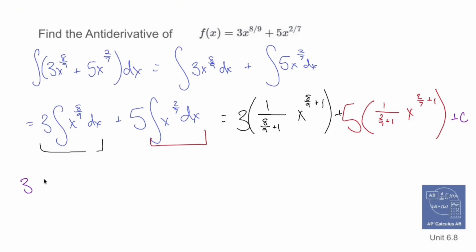3 is still 3. Okay. 8 ninths plus 1 is 17 ninths. So 1 over 17 ninths, x to the 17 ninths. Plus 5. 2 sevenths plus 1 is 9 sevenths, so 1 over 9 sevenths, x to the 9 sevenths. Did I say that upside down? I did. I wrote it upside down, but I said it correctly. 9 sevenths. Wait a minute. Did I? I don't remember.